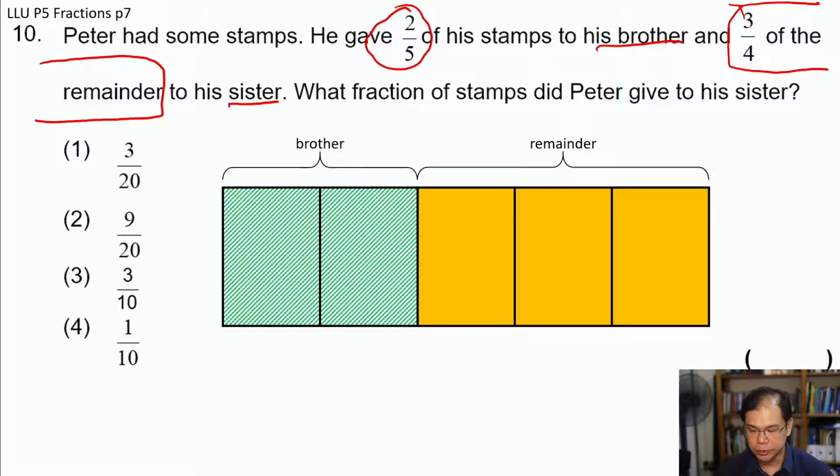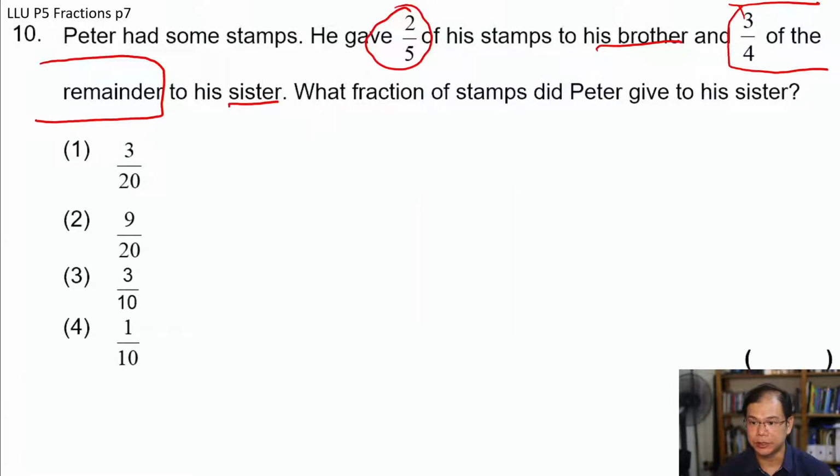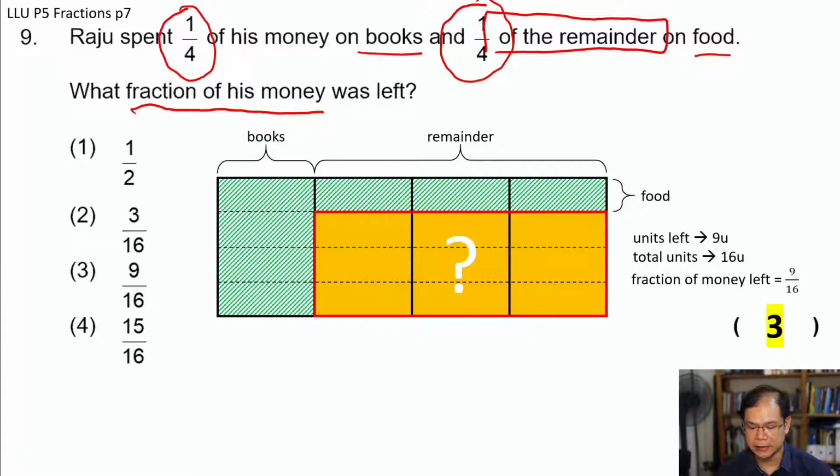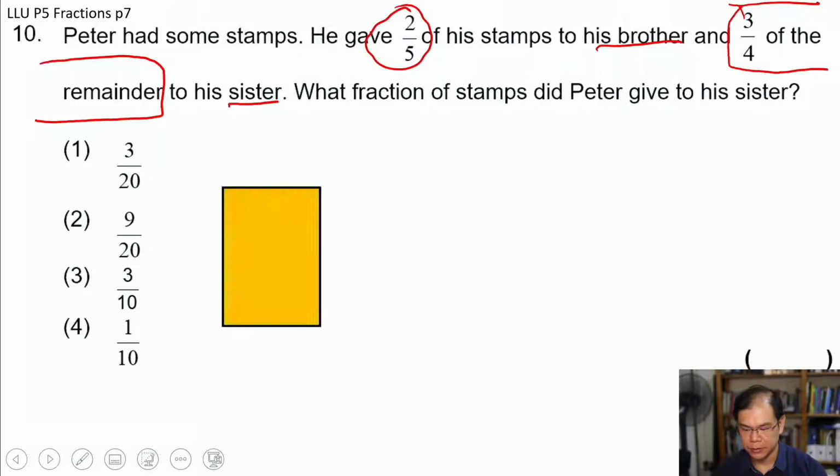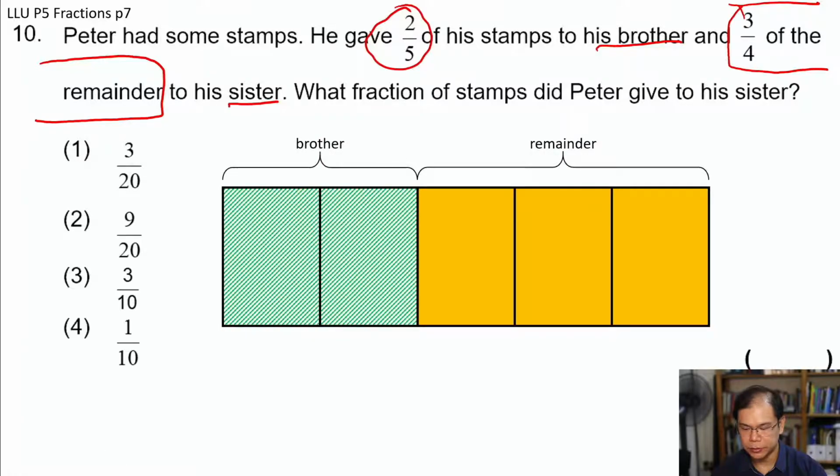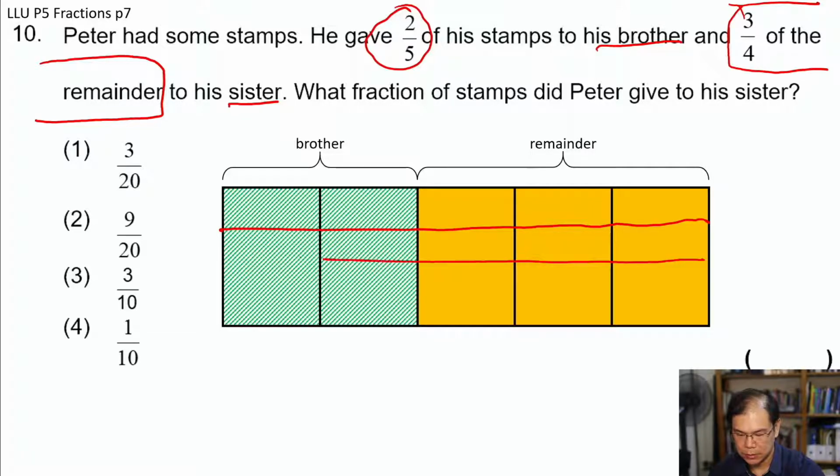Then how do I now show 3/4 of the remainder? Right? So if you look at the previous question, you can see I drew horizontal lines. I drew lines across this way. Okay? So now how do I draw 3/4 of the remainder? Now if you say I draw like this, so I have 4 rows now. 1, 2, 3, 4. Okay, you're absolutely right.